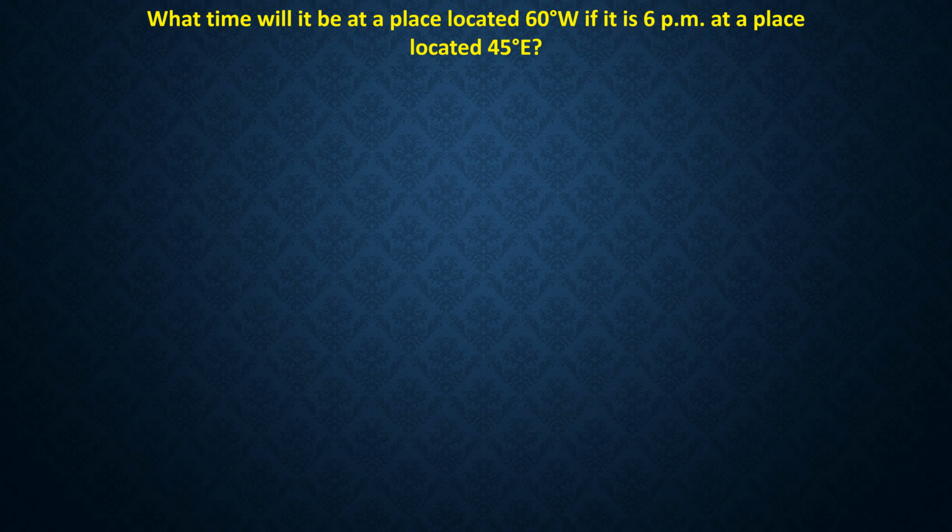So how are we going to solve this little riddle that we have before us? Well, we're going to first of all add our 45 degrees to our 60 degrees and divide them by 15 degrees. Once again, the magic number 15 still remains. So 45 plus 60 equals 105 divided by 15. This will give us approximately 7 hours.